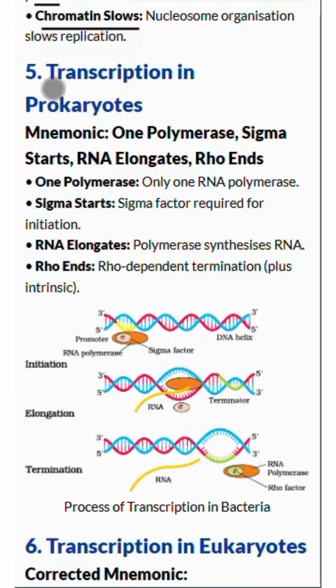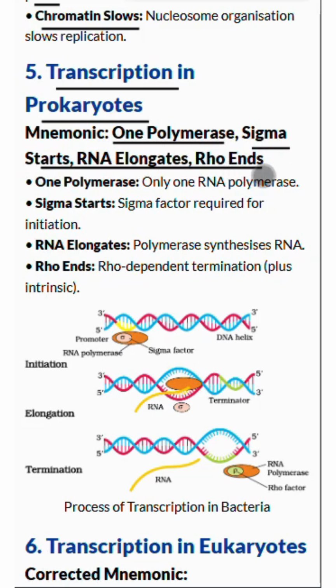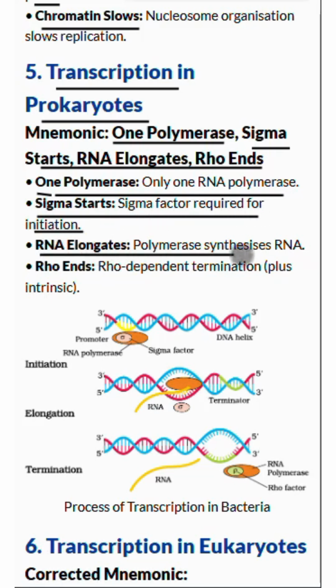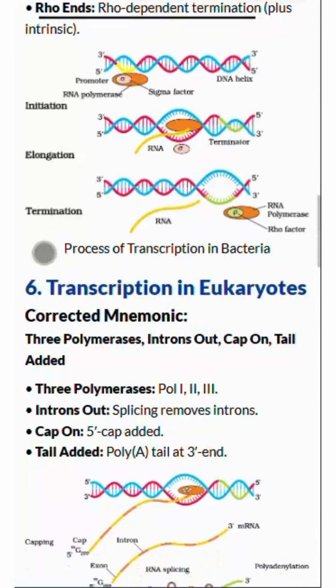Next, we have the process of transcription in prokaryotes. The mnemonic to recall is 1 polymerase, sigma starts, RNA elongates, rho ends. This tells us that there is only one RNA polymerase involved. The sigma factor is required for initiation. Then the polymerase synthesizes the RNA. And finally, rho-dependent termination occurs alongside intrinsic termination.